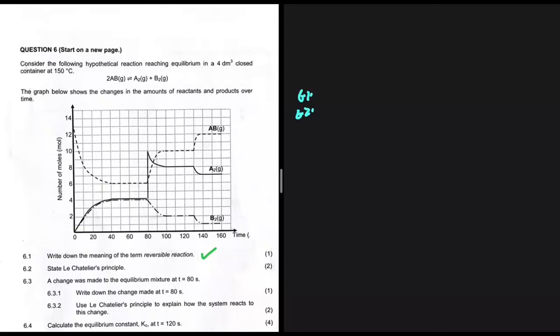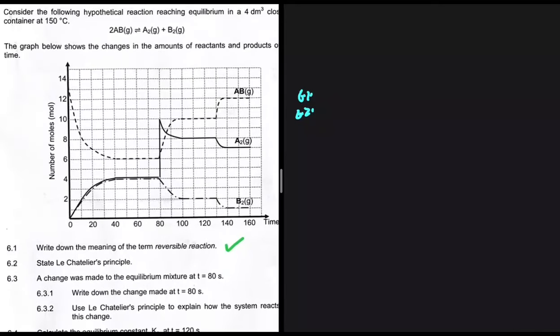6.2, state Le Chatelier's principle. Okay, this is very key to chemical equilibrium. Chemical equilibrium is basically based on Le Chatelier's principle. Well, it says that when equilibrium in a closed system is disturbed, the system will reinstate a new equilibrium by favoring a reaction that opposes the change. That is Le Chatelier's principle.